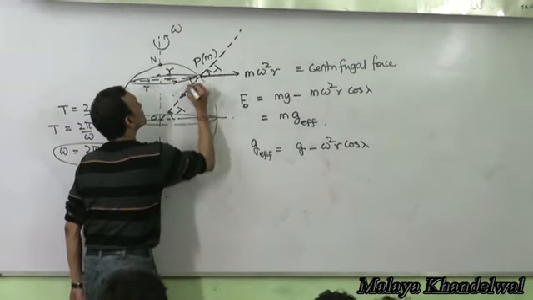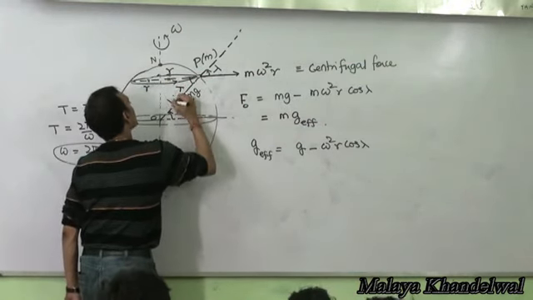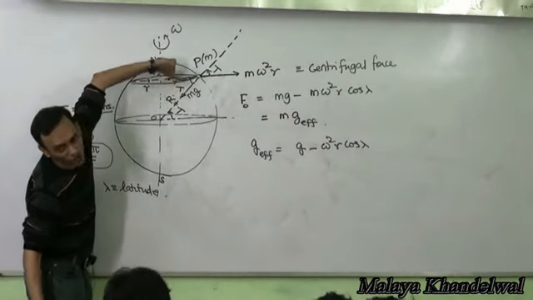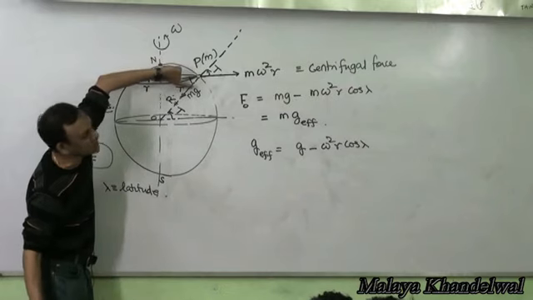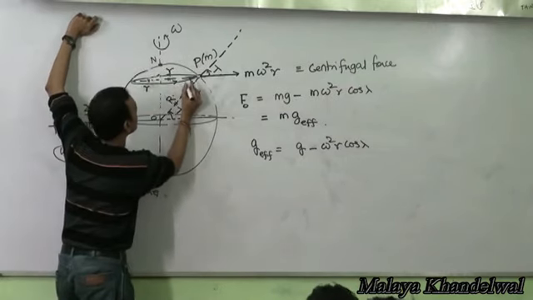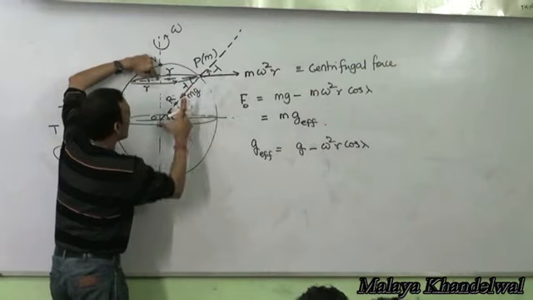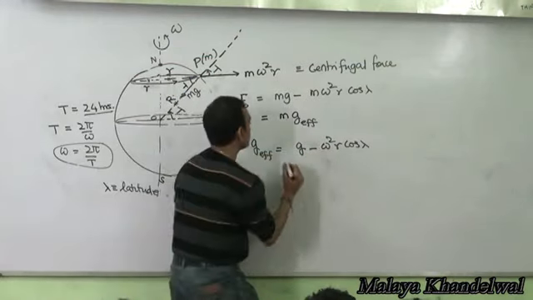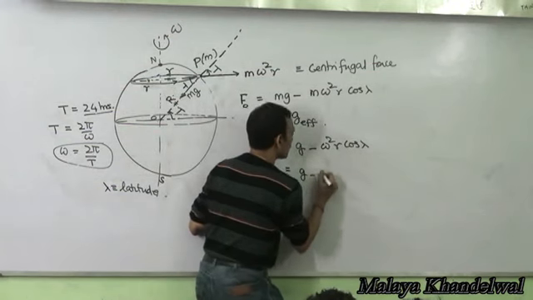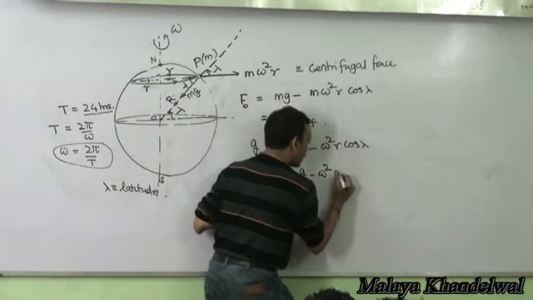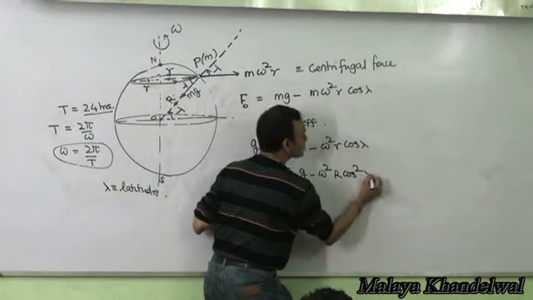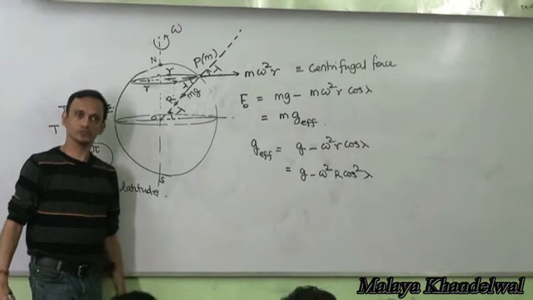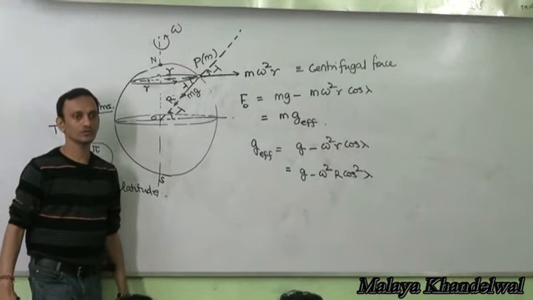This angle is lambda. This angle is also lambda. This is R, the radius of the Earth. Do you realize that small r is capital R cos lambda? Clear? So replace the small r by capital R cos lambda. So this becomes g minus omega squared R cos square lambda. No? Confused?